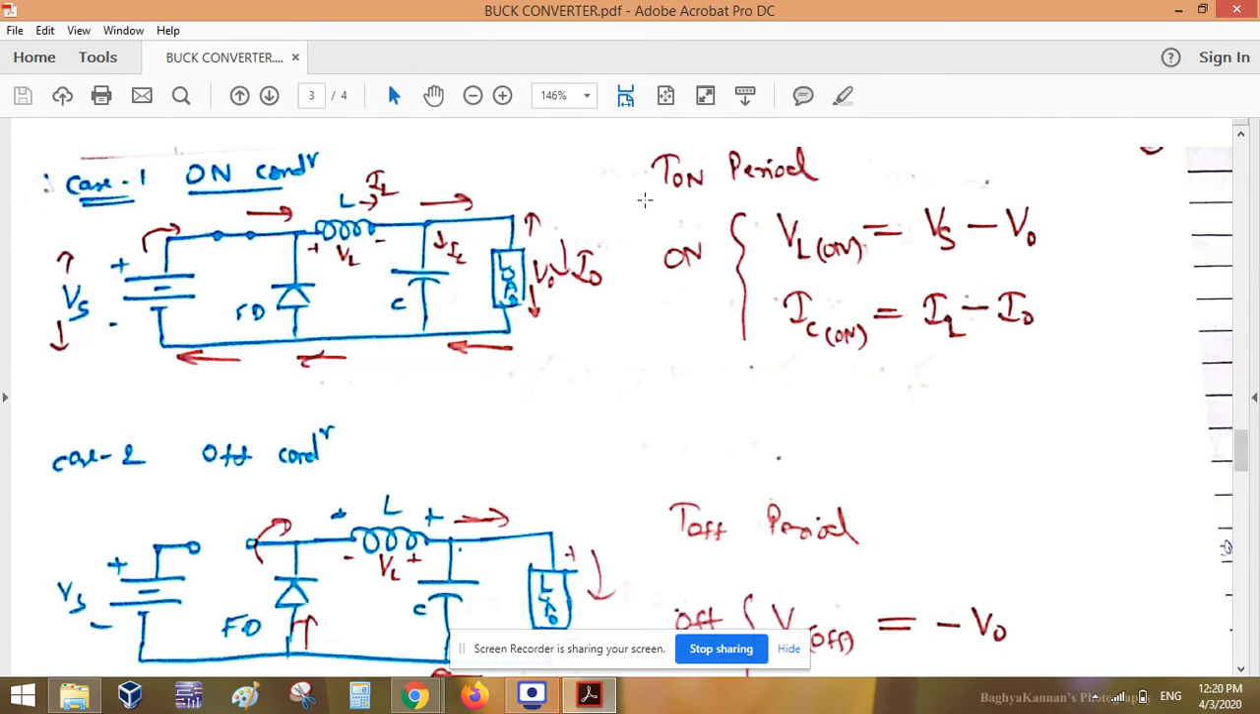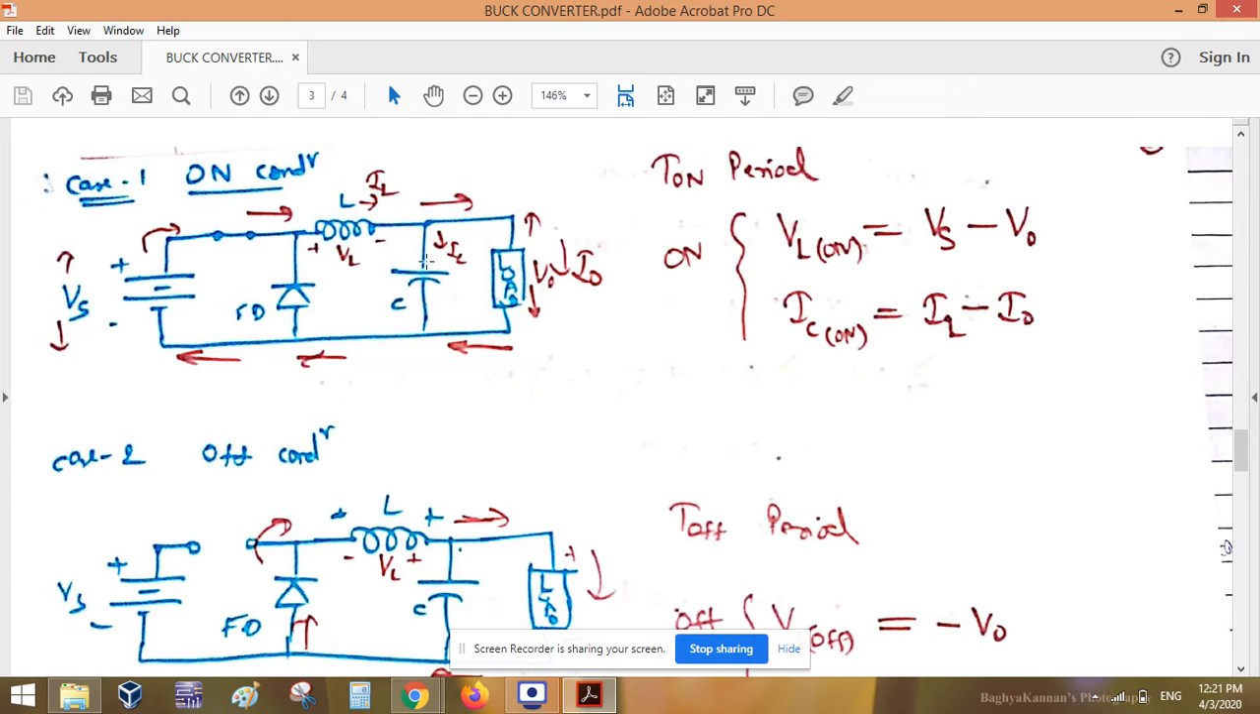So for the period of the T on, the voltage across the inductor, VL on, is what? Supply voltage minus V naught. Very easy. There is no drop across here, this equals 0. So VL on equals VS minus V naught. Okay. What is IC on?